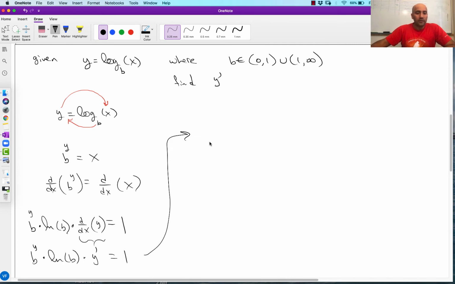Okay, so let's bring this up here. So let's see, that's going to be b to the y power times ln of b y prime equals 1. So let's divide both sides by this, and we get that y prime is equal to 1 divided by b to the y power times ln of b.